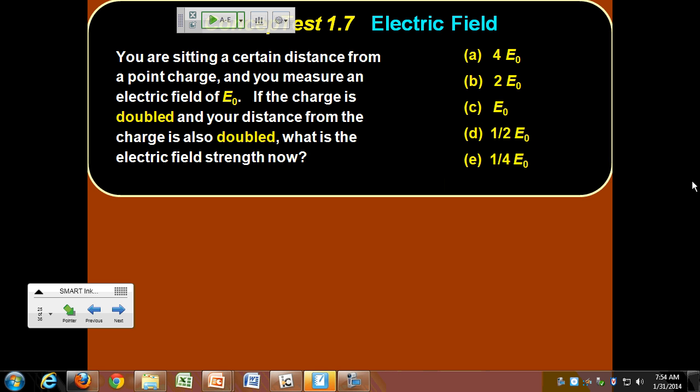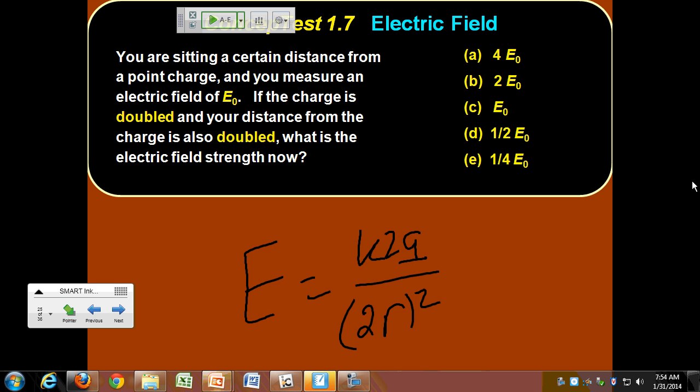You'll likely see some of these relational type problems on the exam on Friday. E is KQ over R squared. And what am I doing? I'm doubling the distance and doubling the charge. So I double that distance and I double that charge. So that's 2 over 4. So I get 1/2 of the electric field, which was D.